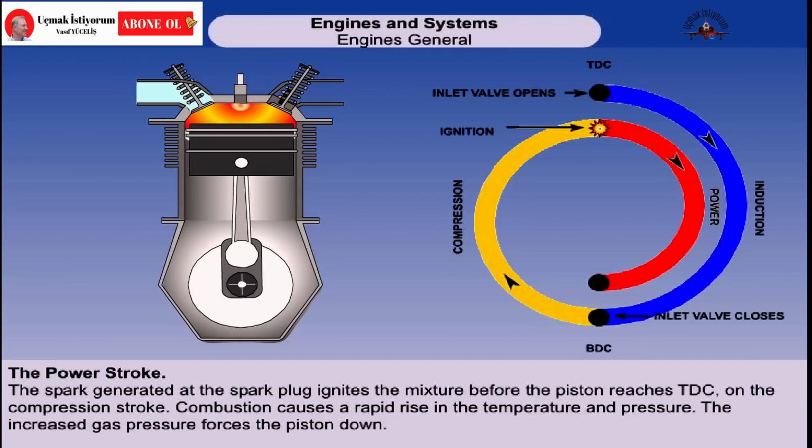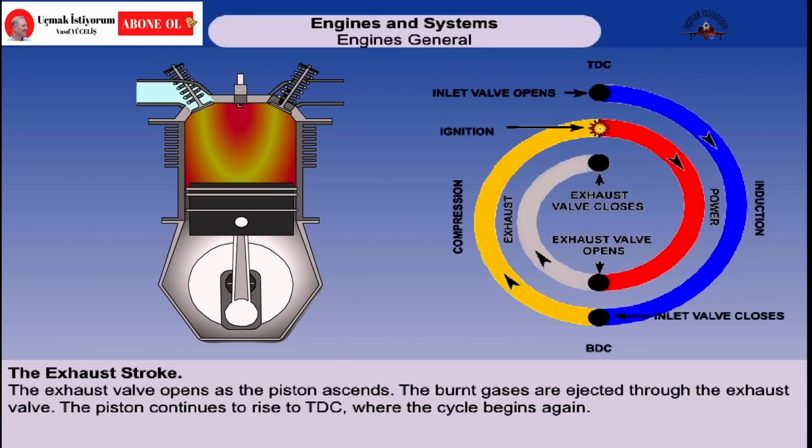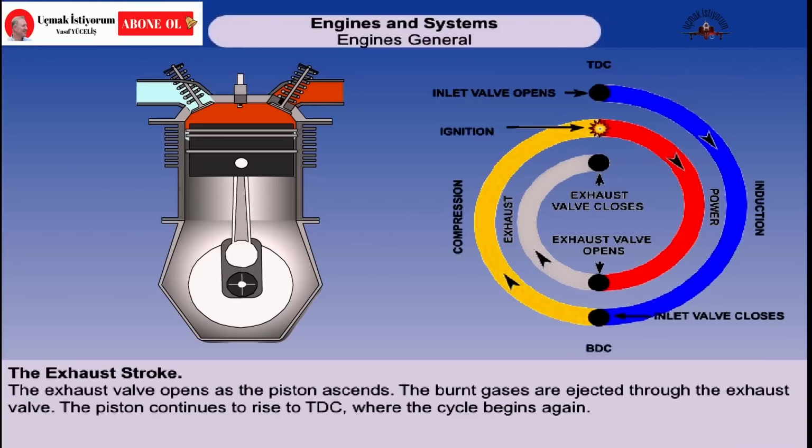The power stroke. A spark plug ignites the mixture and combustion causes a rapid rise in the temperature and pressure. Because both valves remain closed, the increased gas pressure forces the piston down. The exhaust stroke. The exhaust valve now opens as the piston ascends, and the burnt gases, which are now at a very reduced pressure, escape to atmosphere. The piston continues to rise to top dead center, where the cycle begins again.